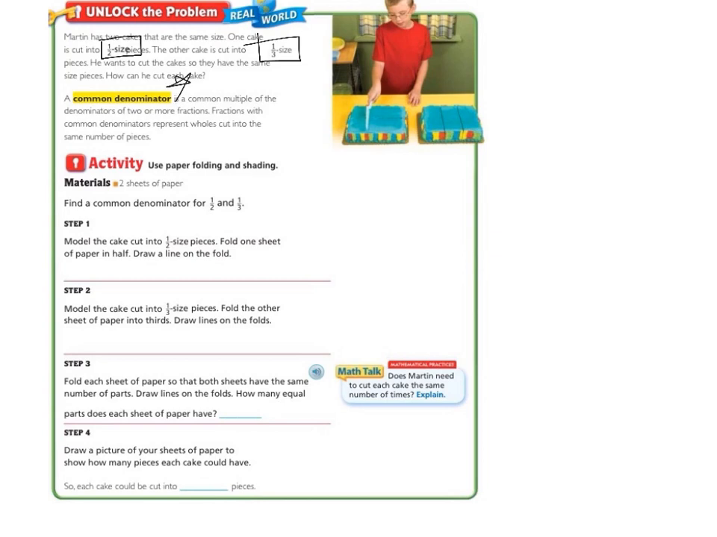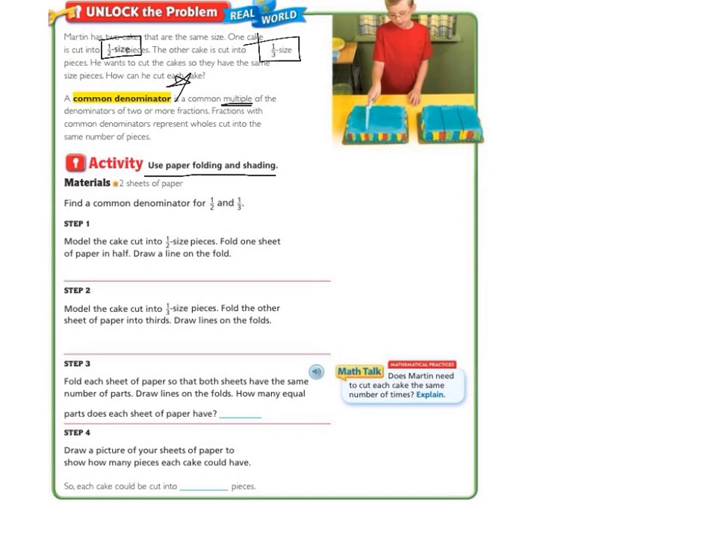A common denominator means that we find a multiple, remember that's what we can count by, a multiple of the two denominators, and then we make them match. Fractions with common denominators represent whole numbers that are cut into the same number of pieces. So for this activity, it says you need 2 pieces of paper. One you're going to fold into halves and one you're going to fold into thirds.